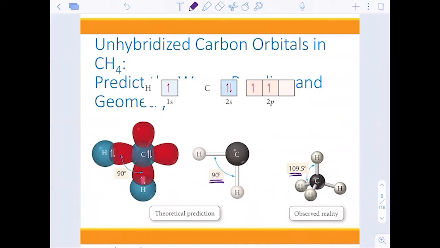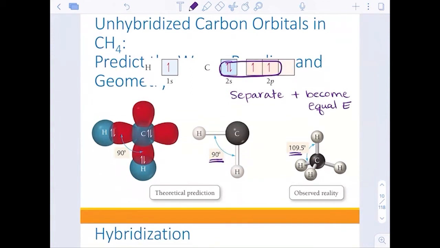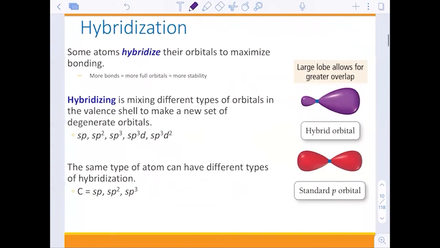So something must be happening to these valence electrons in order to get them to separate. We've got to unpair and become equal in energy. All 4 of those bonds in CH4 are the same in terms of bond energy. And so something must happen to those atomic orbitals. And that is what we call hybridization. Hybridizing is mixing different orbital types to get a new set of degenerate orbitals.